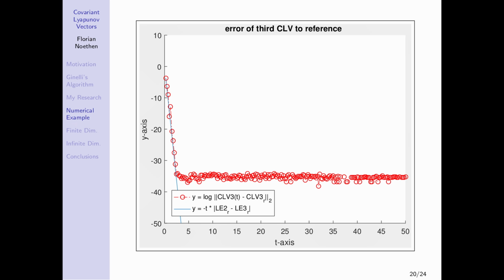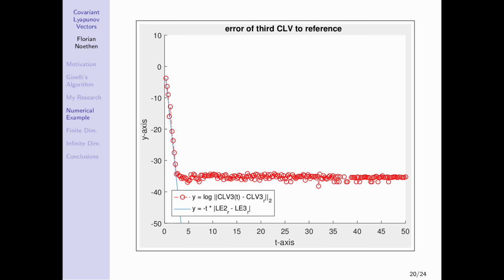In a way, we can identify the inverse of the Lyapunov exponent as a timescale of the corresponding CLV. And here in this example, the timescale of the third CLV is much more different than the other two timescales, thus the algorithm can distinguish the third CLV from the other two much faster. From this example, we have seen that we can expect Ginelli's algorithm to converge exponentially fast, where the convergence to each CLV depends on the corresponding Lyapunov exponent and its neighboring exponents.